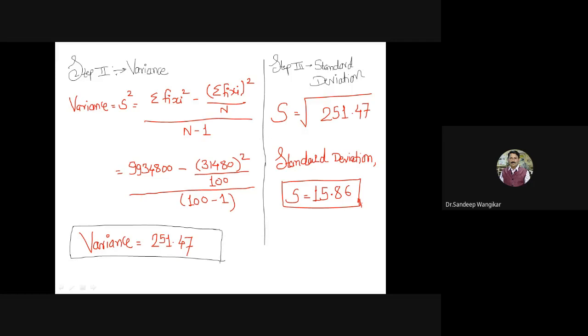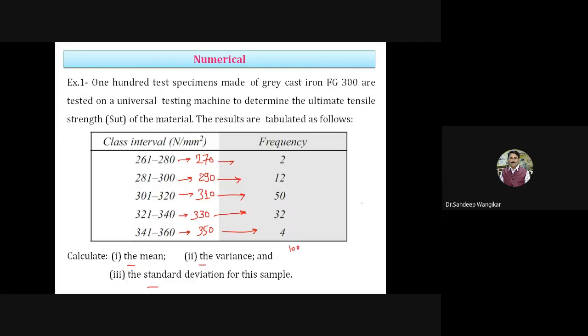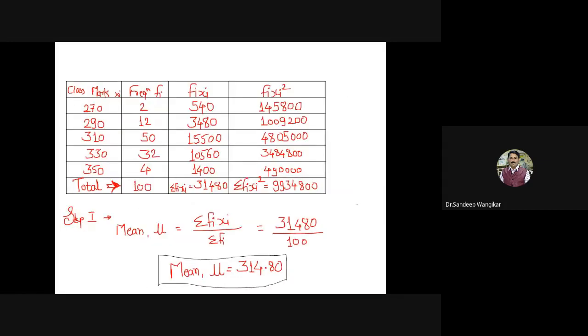So whatever type of data is given, from the basic data we have to calculate the mean, the variance, and the standard deviation. As the class intervals are given, we cannot apply the formulas for intervals. So I have taken the class marks 270, 290, 310, 330, and 350. These are the means of the class intervals given. Then the frequencies I have taken: 2, 12, 50, 32, 4. And the summation is 100. You can call it summation Fi, and in this case also capital N.